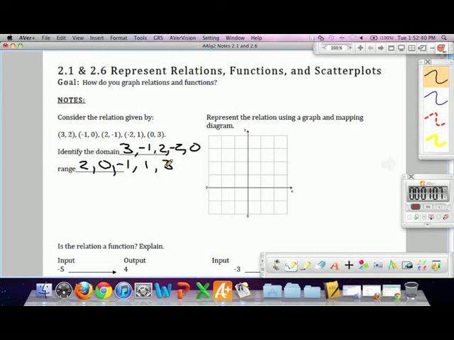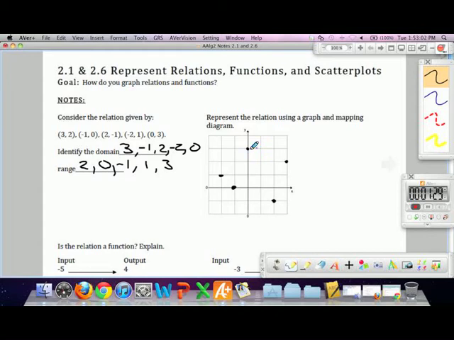Representing this relation using a graph, that's graph the points. So you can get, say, 3, 2. You can say -1, 0. Say 2, -1. -2, +1. And 0, 3. Could be using a graph.